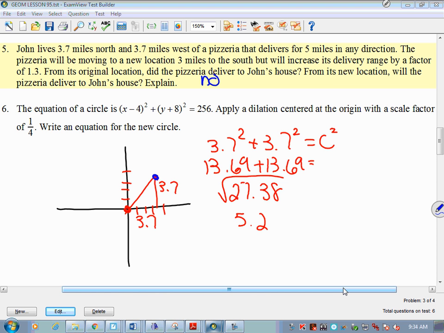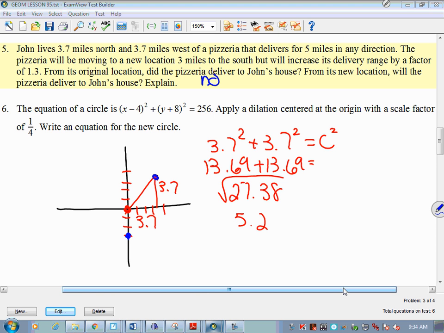All right, the pizzeria will be moving to a new location 3 miles to the south. Okay, 3 miles to the south. But it will increase its delivering range by a factor of 1.3. So their new location is right there. Okay, what was their radius before? 5 miles, right? They're going to increase their delivery range by 1.3.